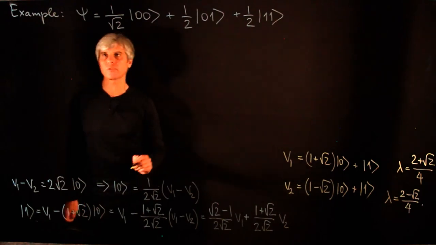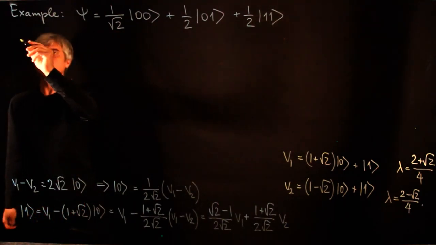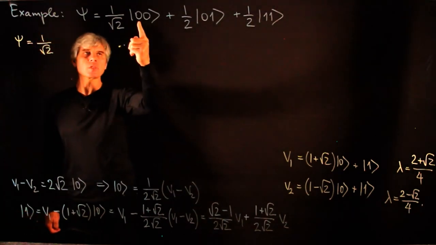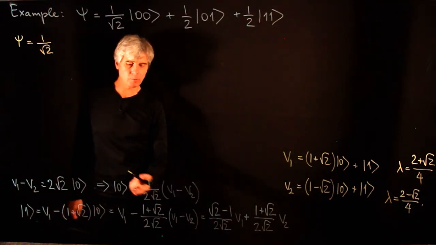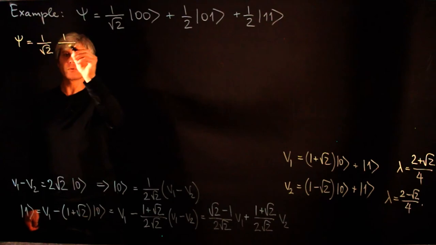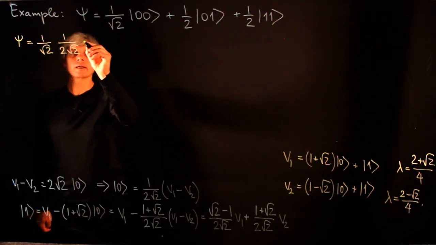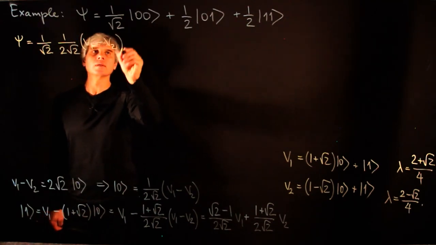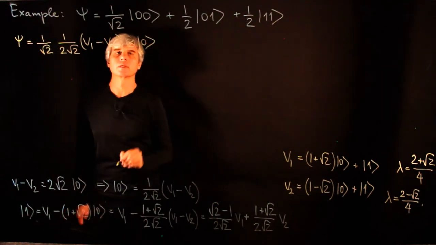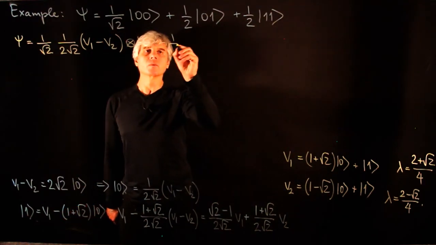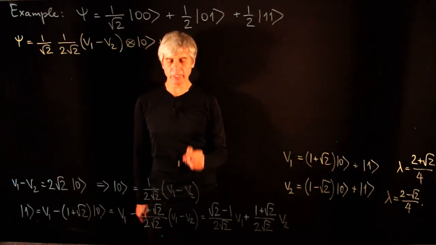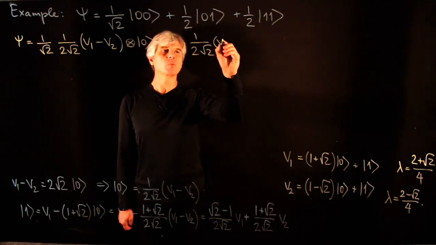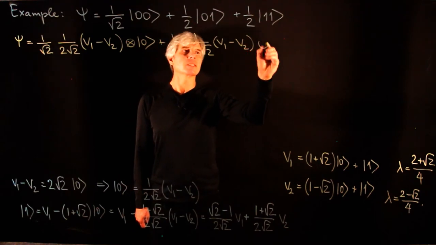Now we switch to the basis of eigenvectors in the first component. So we have psi equals 1 over square root of 2, and so this 0 we replace with this expression here. So times 1 over 2 square root of 2 times V1 minus V2, tensor with 0, plus 1 half, and again this 0 is replaced with this expression, times 1 over 2 square root of 2 V1 minus V2, tensor with 1.